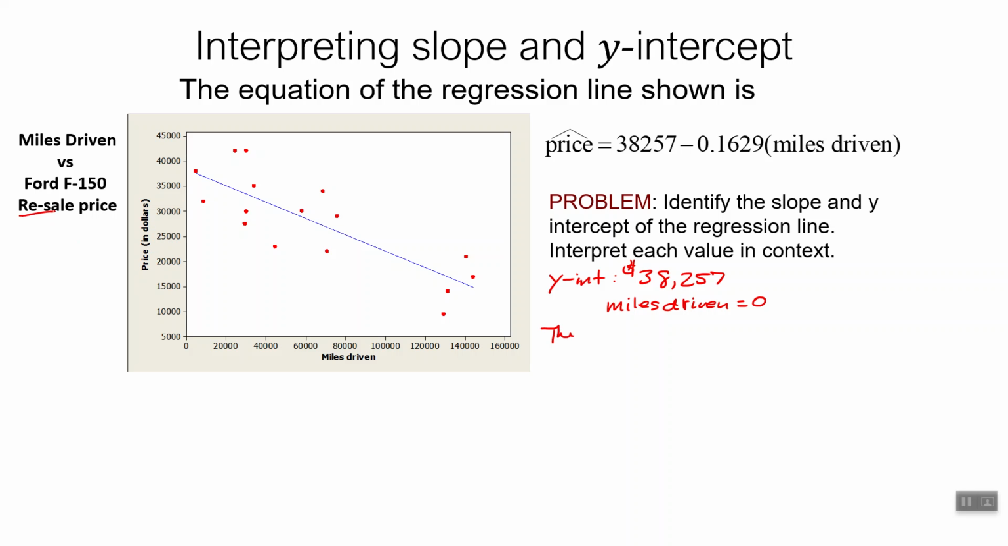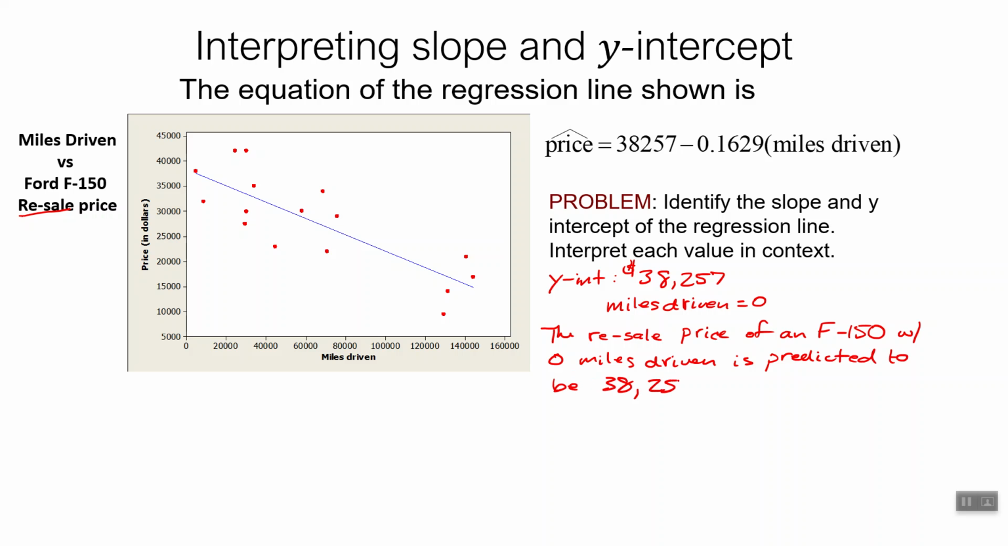So it is the resale value because we are looking at resale price, not new price, so it is still a resale. The resale price of an F-150 with 0 miles driven is predicted, there's a key word, predicted, to be $38,257. So make sure we say predicted because that's what this line does. It predicts things. It's got a hat. It predicts.